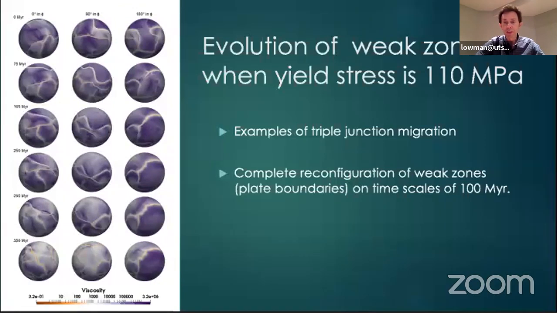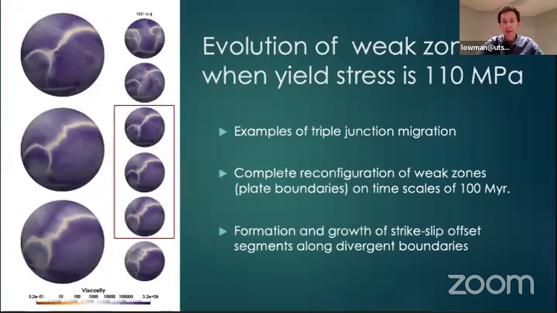We also find a complete reconfiguration of weak zones or the plate boundaries on timescales of about 100 million years, in agreement with the Earth. And there's the formation and growth of strike-slip segments along divergent plate boundaries.